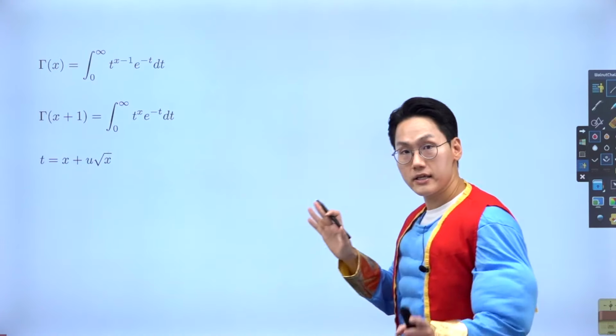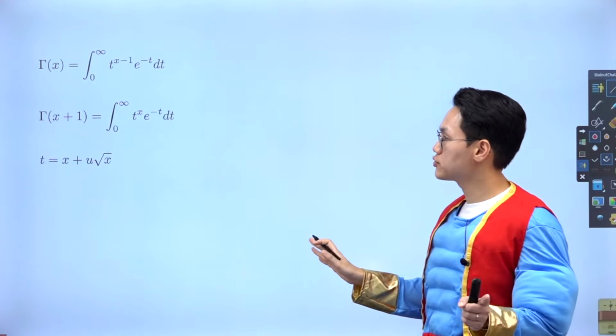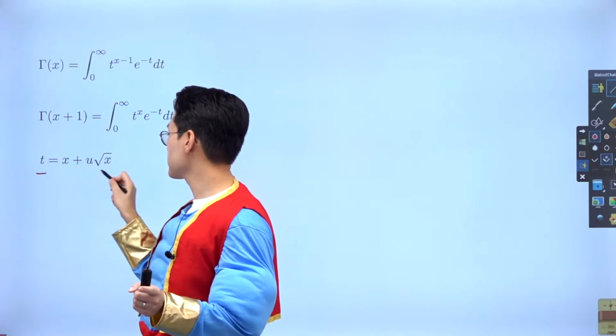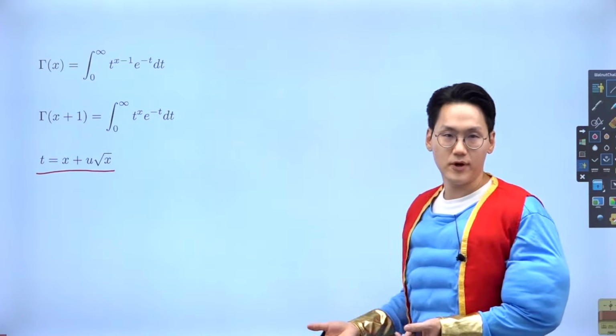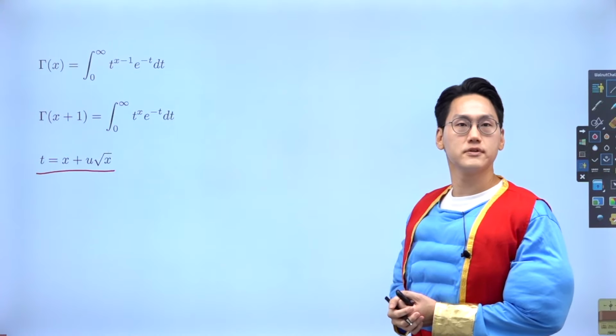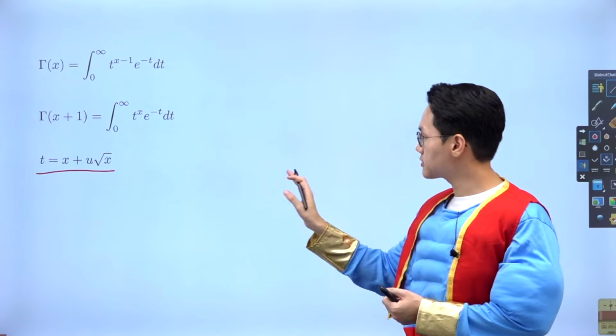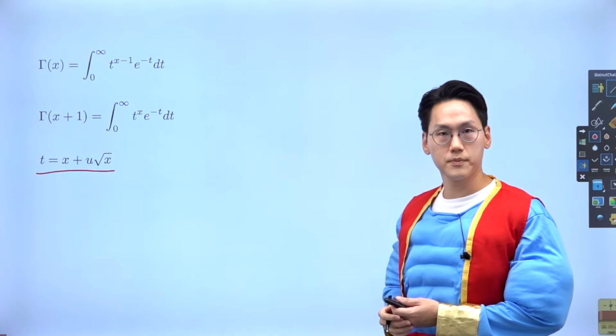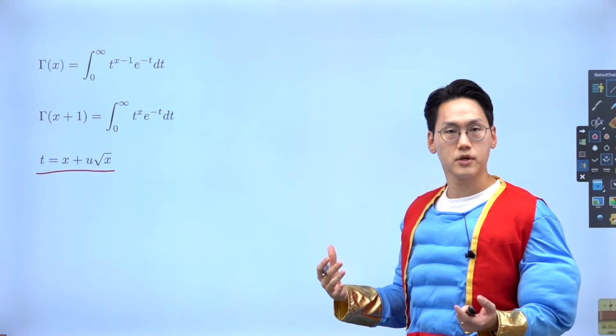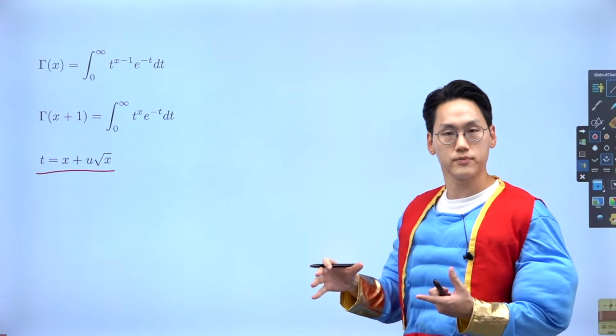But right now, I give you a very bizarre substitution. My substitution here is t equals x plus u times the square root of x. And if you ask me, how did you come up with it? Well, it's usually given in the question, okay? So just accept this substitution. And if you are given this substitution, how you would like to change your form is the thing that you have to consider when you're solving a problem, okay?